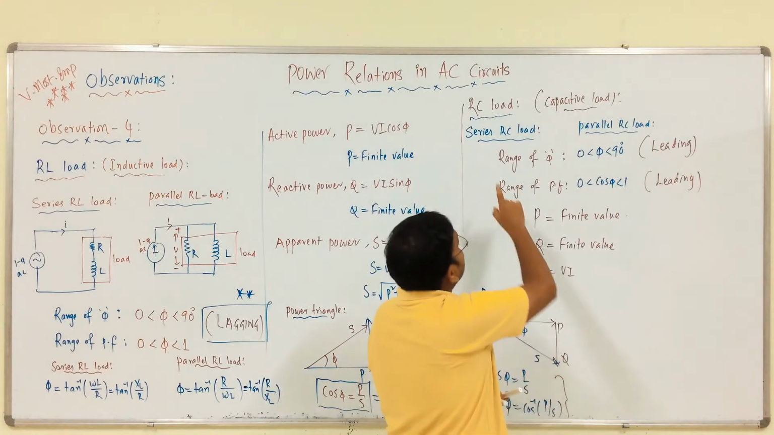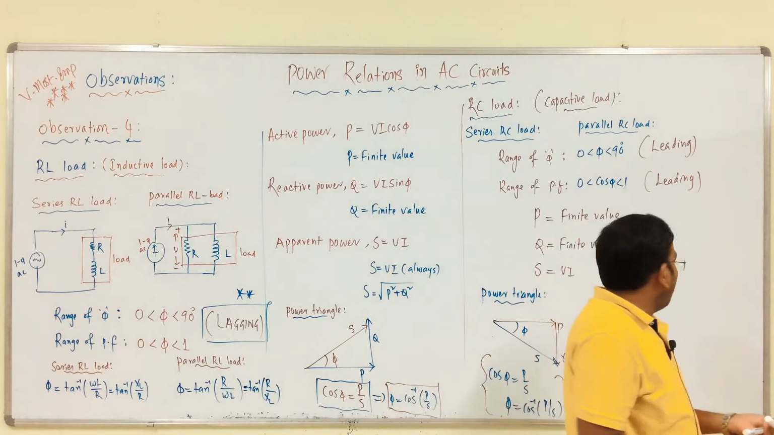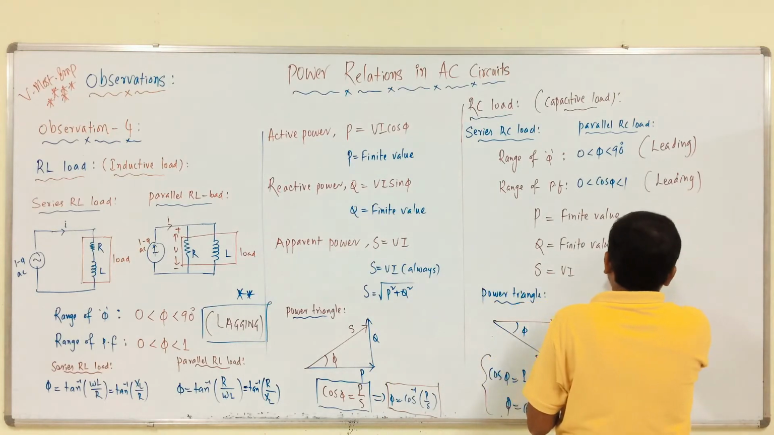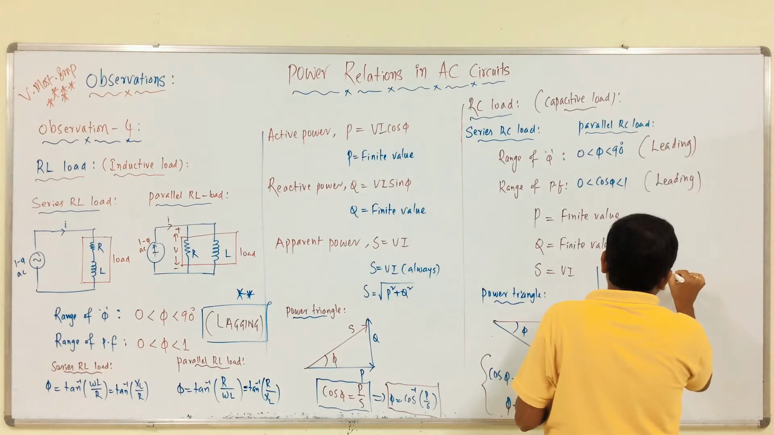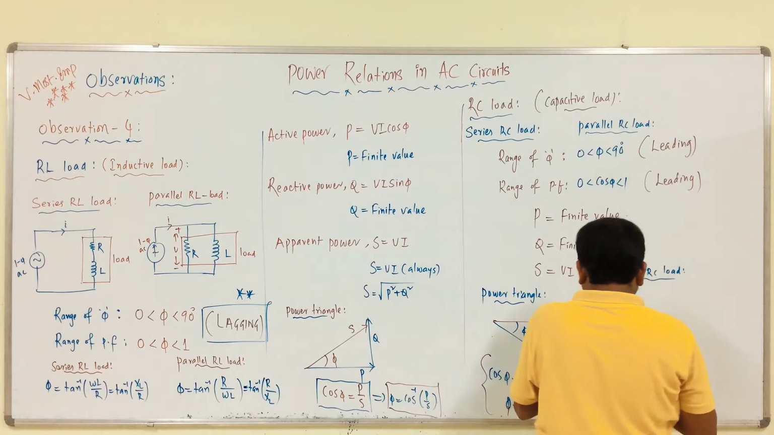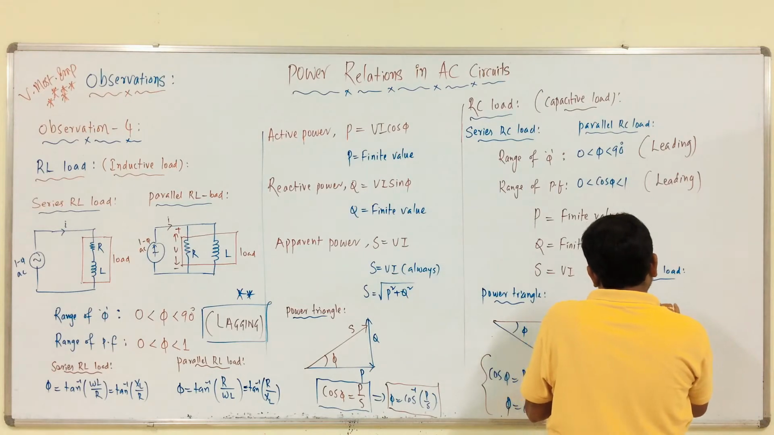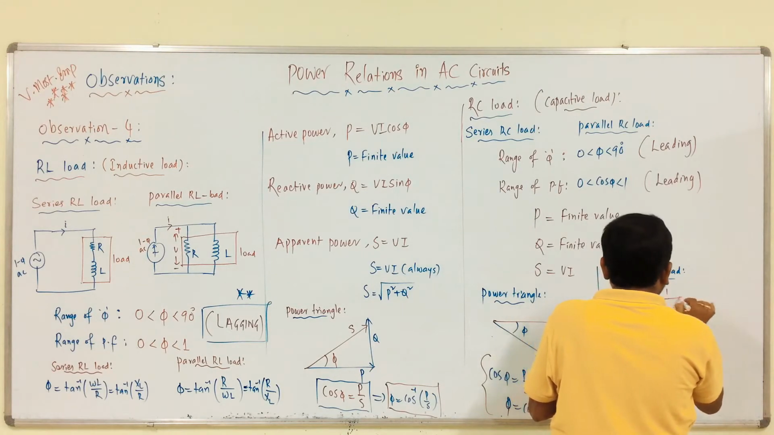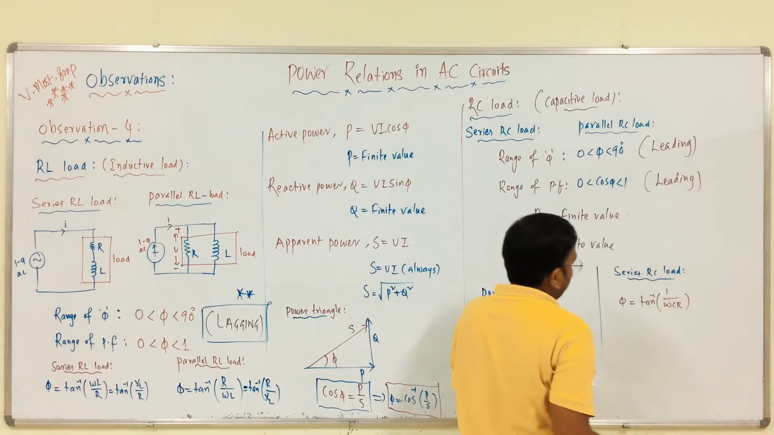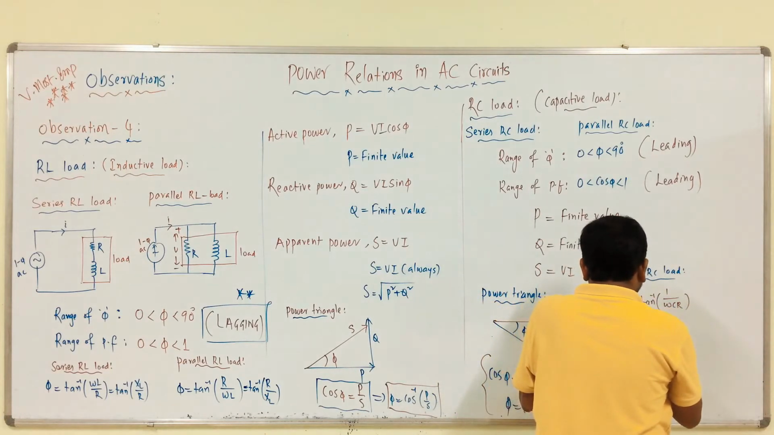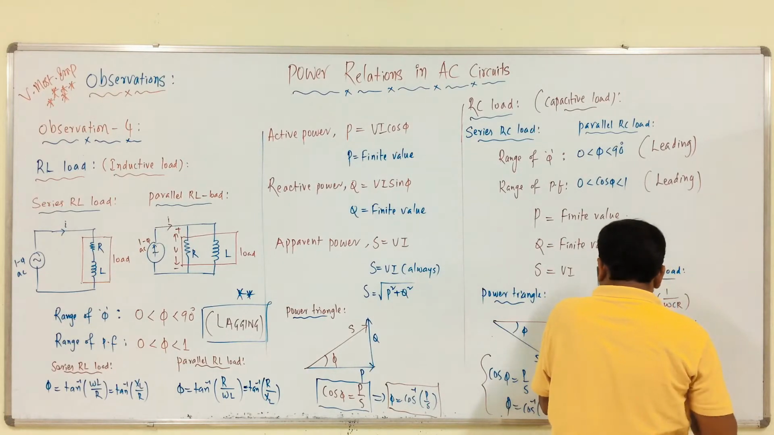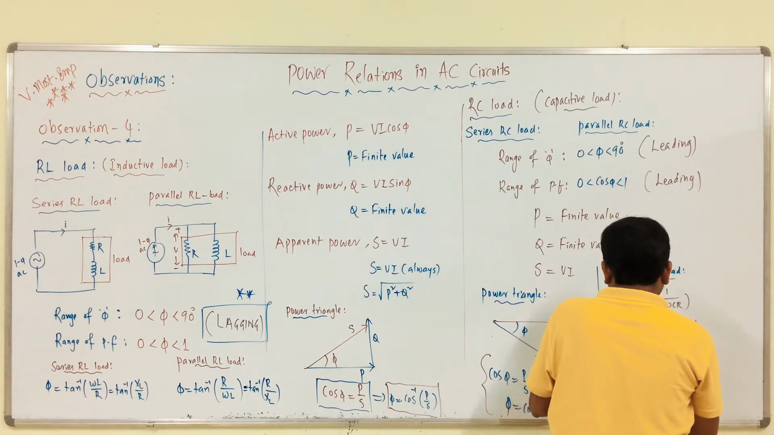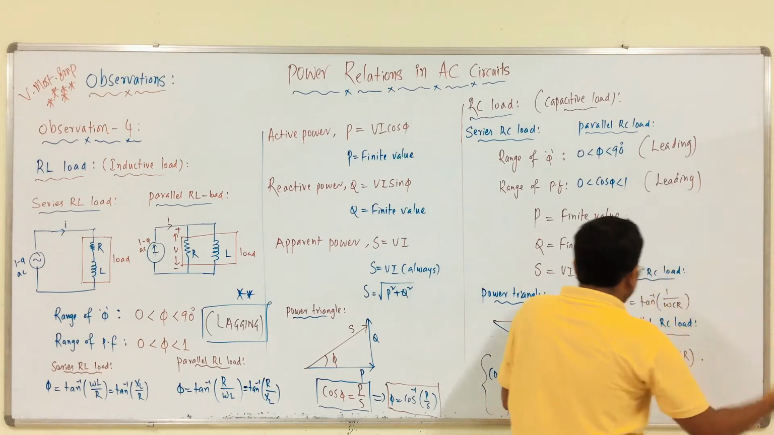And we all know that in case of series RC load and parallel RC load, what is the phase angle in case of series RC load? Tan inverse 1 by omega CR, right? Like that, for parallel RC load, phi is equal to what? Tan inverse omega CR, right.